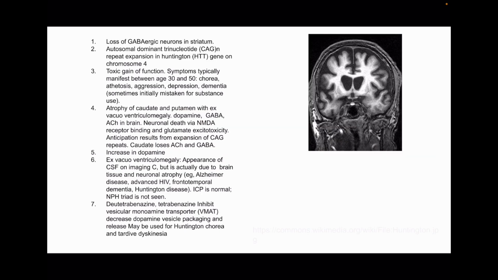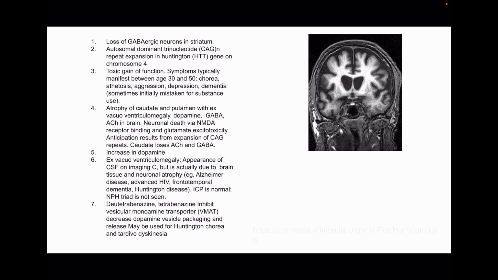Let's just look at Huntington's disease because it's easier to understand the concept and know the disease. What happens in Huntington's disease? There's a loss of GABAergic neurons in the striatum. It's an autosomal dominant trinucleotide CAG repeat expansion in the Huntingtin HTT gene on chromosome 4. There's a toxic gain of function. Symptoms typically manifest between age 30 and 50.